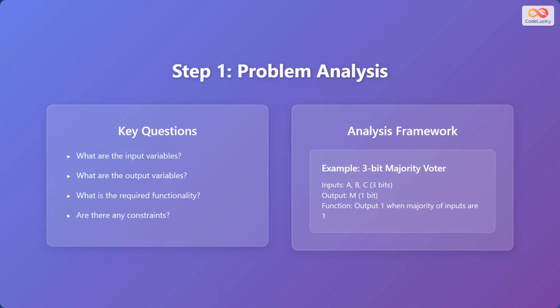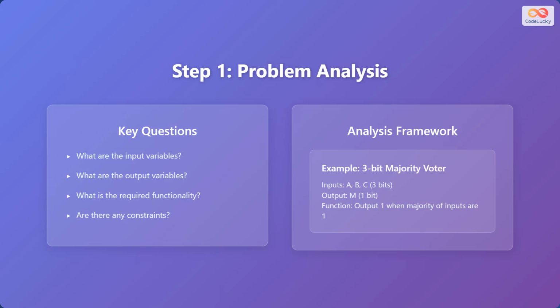Step 1. Problem analysis. This crucial initial step involves understanding what we aim to achieve with our circuit. Some key questions to ask include: what are the input variables? What are the output variables? What specific functionality are we trying to achieve? And are there any constraints we need to consider?